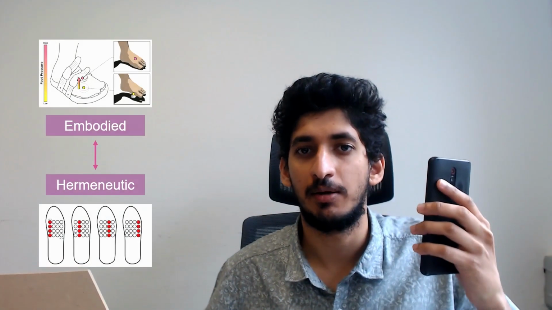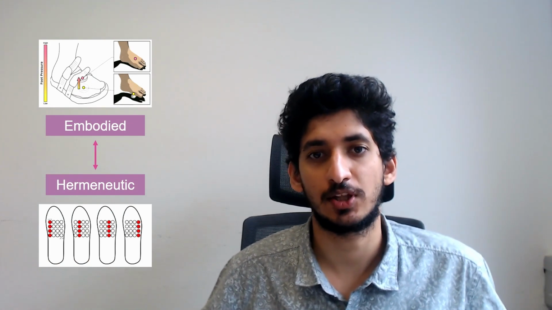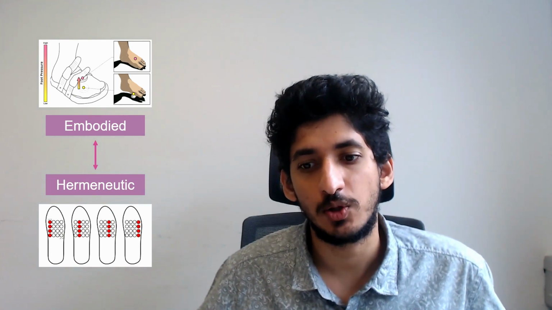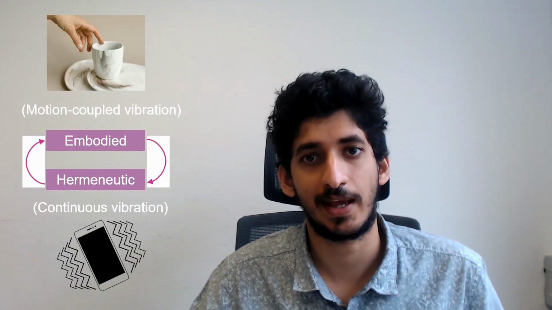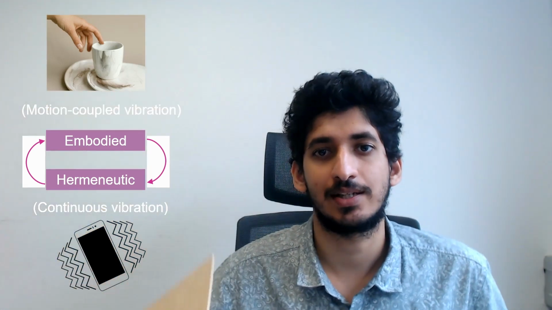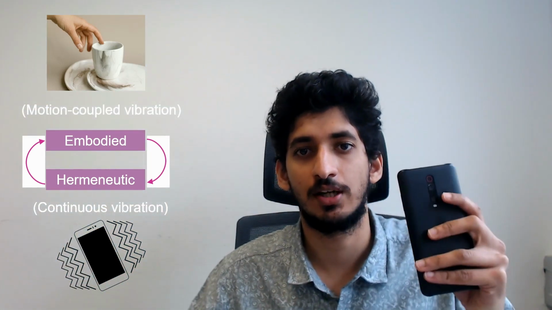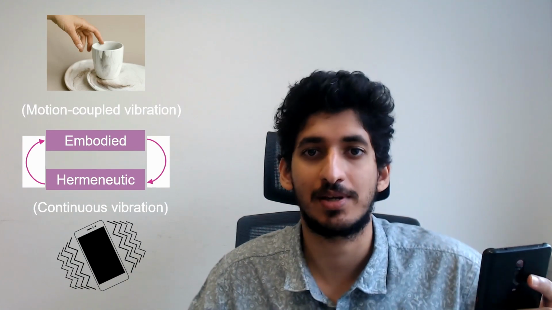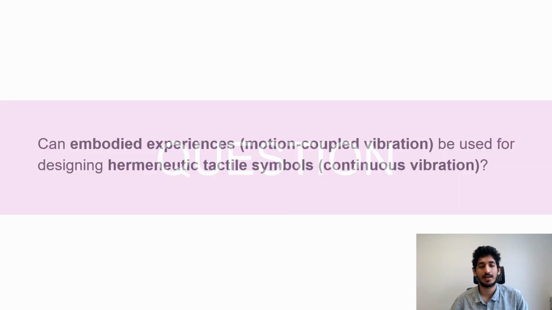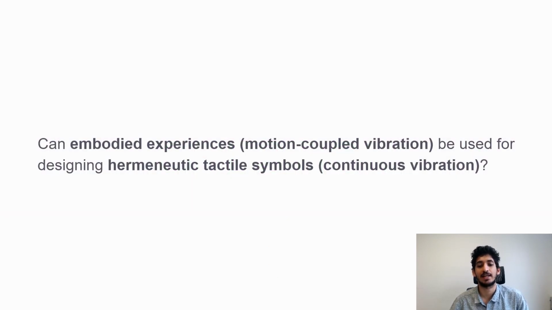Now, we think that although embodied and hermeneutic vibrotactile feedback has been thought of to be distinct from each other, there lies some substantial value in combining them. In this research, we take a step in that direction by exploring the potential to combine embodied vibrotactile feedback represented as motion coupled vibration with hermeneutic vibrotactile feedback represented by continuous vibration. Which brings us to our question: can embodied experiences be used for designing hermeneutic tactile symbols?